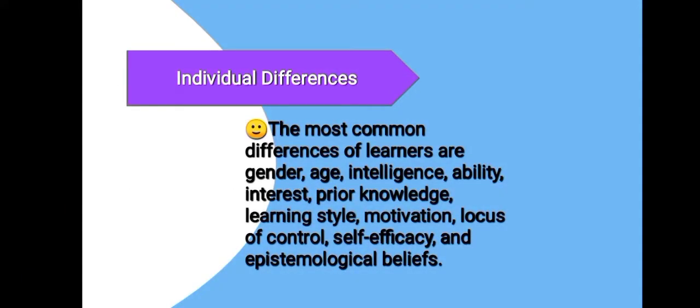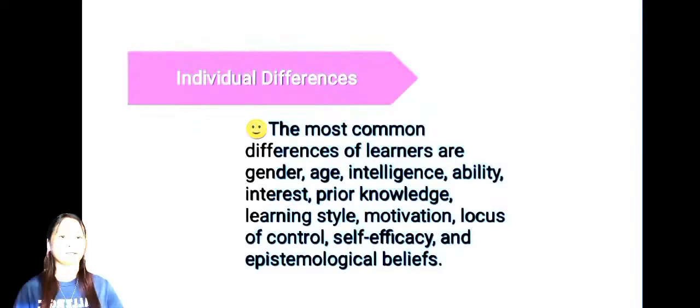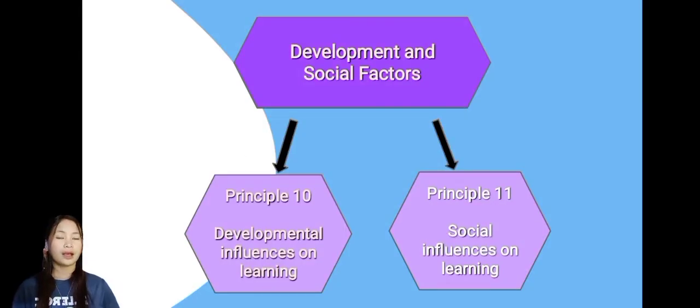Individual differences. The most common differences of learners are gender, age, intelligence, ability, interest, prior knowledge, learning style, motivation, locus of control, self-efficacy, and last, epistemological beliefs. Individual differences help us to understand not only what makes us humans similar to one another, but also what makes us or them different. So, under the developmental and social factors, we have Principle 10 and Principle 11.